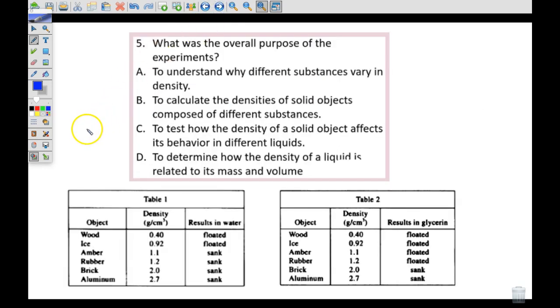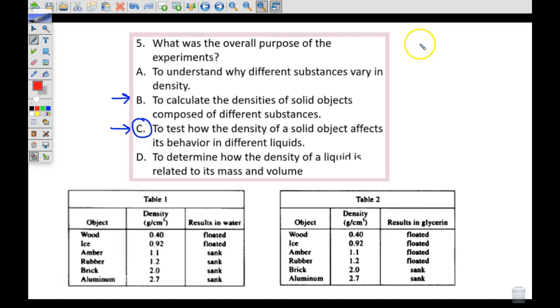Question number 5 asks, what was the overall purpose of the experiment? So if you look at the data we collected for both tables 1 and 2, we collected not only their densities, but if they floated or sank in two different substances. So B is an option to calculate the densities of solid objects, and C is an option to test how the density of a solid object affects its behaviors in different liquids. So because the data really focused on the results in water and the results in glycerin, that means C is the more correct answer to number 5.